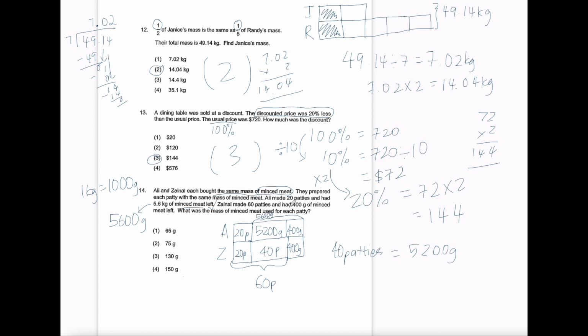What's the mass of minced meat used for each patty? Each patty means one patty. So I need to take 5,200 and divide by 40. Since it's a double digit, let's do this method. We can cross and cross, so it equals 520 divided by 4. We can use long division for this. Let's do our working here. I'm going to get 130 grams, which is 3.